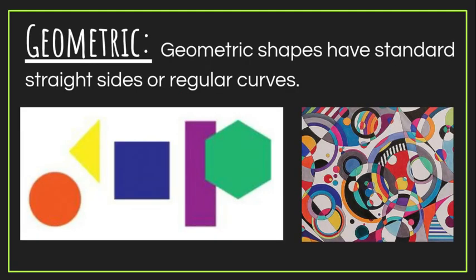Now, for starters, we have geometric shapes. Now, geometric shapes, they have standard straight sides or regular curves. So we're thinking triangles, squares, circles, ovals, all of these different geometric shapes. I think of them as math shapes. Geometry is a math class, and that's what kind of helps me think of it. And all geometric shapes have a name. So like we have a quadrilateral, we have a trapezoid, hexagon, pentagon. So they all have names.